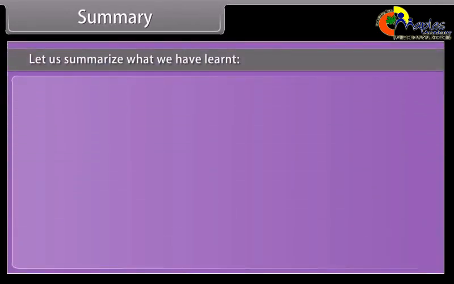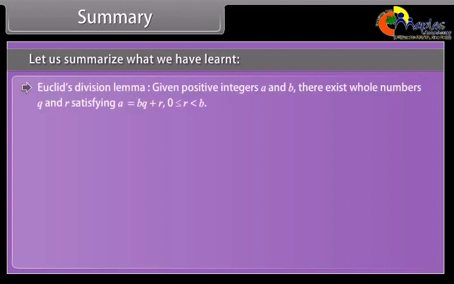Summary. Let us summarize what we have learned. Euclid's division lemma. Given positive integers a and b, there exist whole numbers q and r satisfying a = bq + r, 0 ≤ r < b.